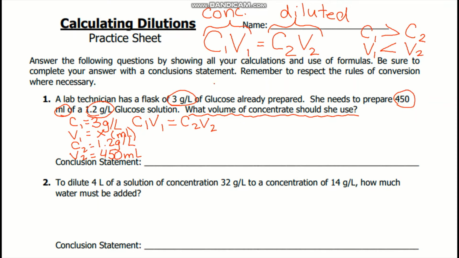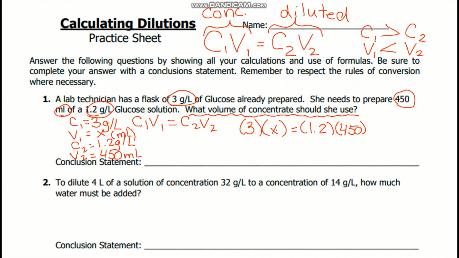So according to the formula, we're going to set it up as follows, and we're going to make sure that we're not going to indicate the units inside our formula simply because we don't want to cause congestion in the area. So according to this, we have 3 grams per liter, which is our first concentration, times X, which is our unknown, is equal to 1.2 grams per liter times 450 milliliters. So I like to break this down one step at a time.